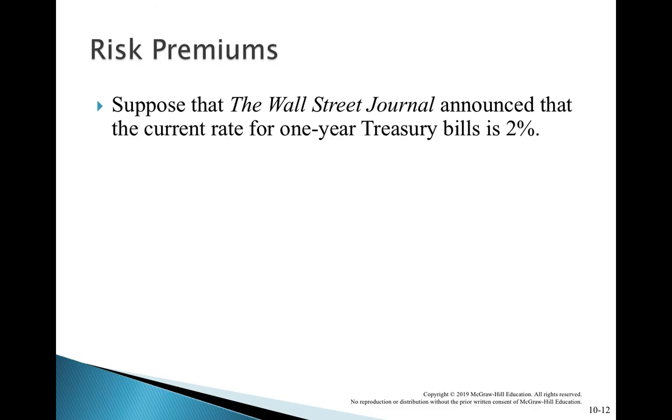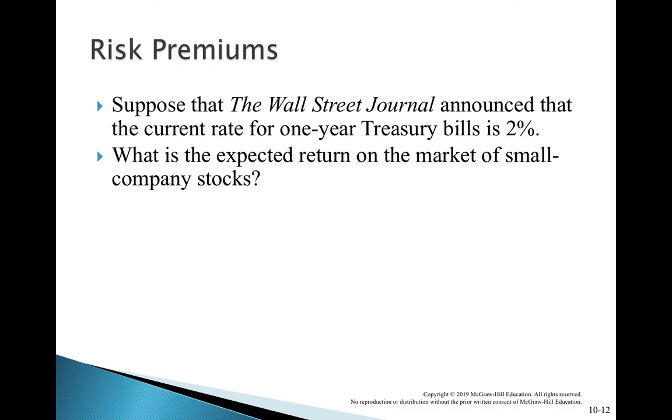Suppose that the Wall Street Journal announced that the current rate of the 1-year treasury bill is 2%. So you see, now you have calculated all the risk premiums for 90 plus years. Now Wall Street announced today that the current 1-year treasury return is 2%. What is the expected return of the market for small cap stocks? We calculated the small cap premium in the previous slide.